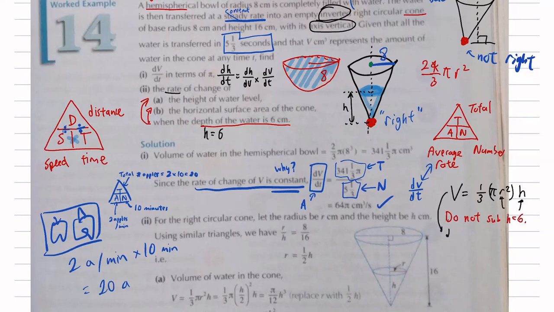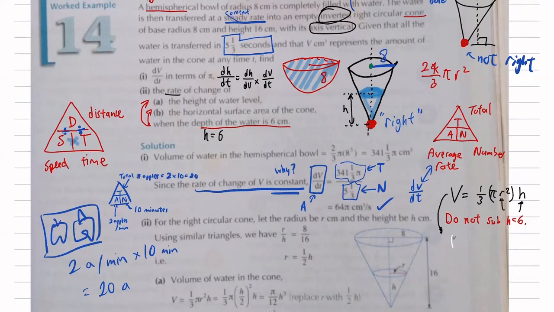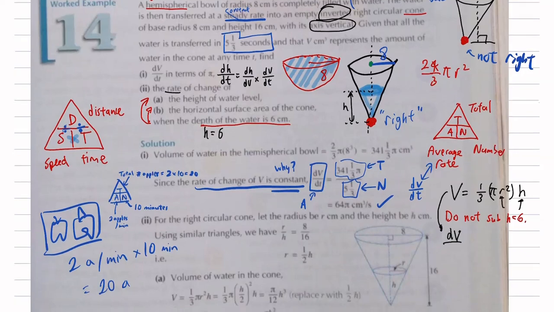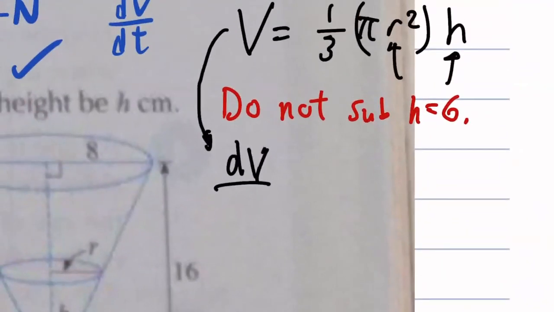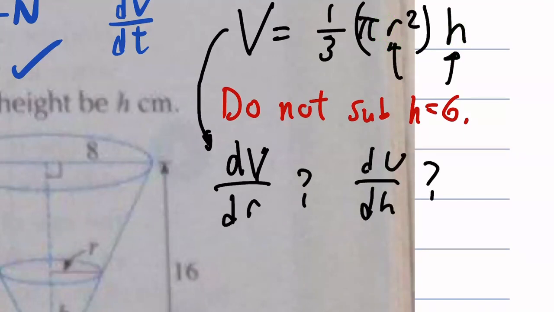We start with V, so dv over d what again? Confused, right? You should be confused here because for the first time you see a formula with two letters. R is a variable, H is also a variable. Then how to continue? dv over dr, dv over dh? How to continue? Don't know.